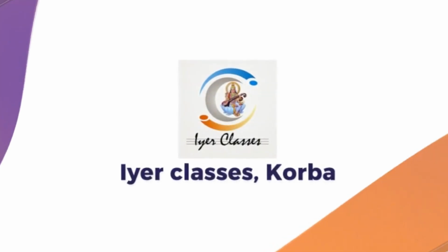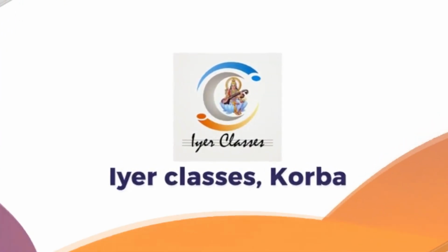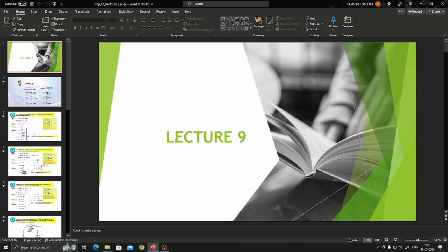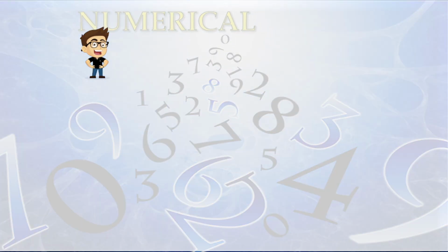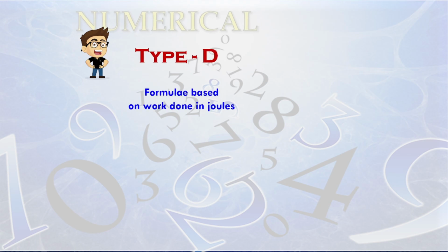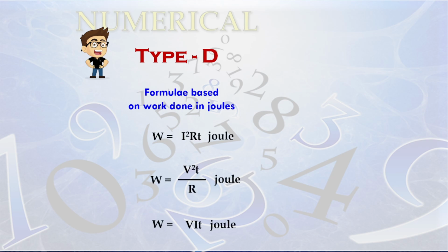Hello children, let us start with lecture number 9 of current electricity. What do we have in this lecture? In this lecture, we are going to do the numerical questions. So it is type D. And what are the formulas we are going to work on today? W is equal to I square RT.